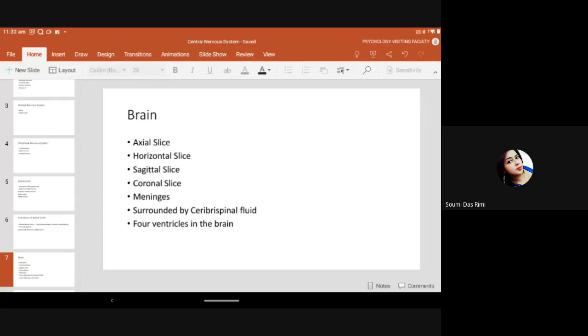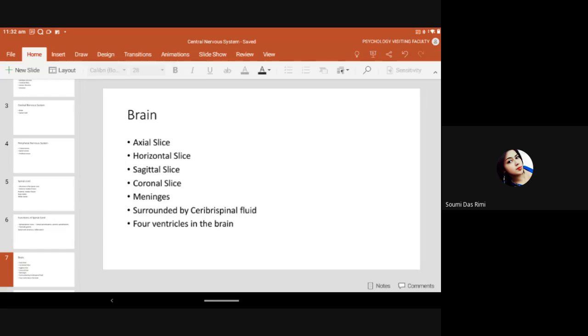Now, you have heard about meningitis. What is meningitis? It is a potentially fatal disorder which is caused when these layers are inflamed because of any viral attack, any bacterial infection, any damage, any accident, or due to some tumor or cancer, etc. So this brain is surrounded by CSF and it floats.